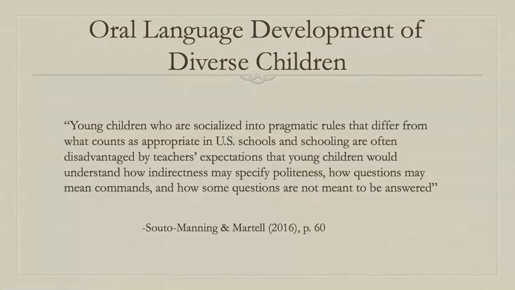Okay, so let's look at this quote. This quote comes from Soto Manning and Martel's book on page 60. They say, young children who are socialized into pragmatic rules that differ from what counts as appropriate in the U.S. or in U.S. schools and schooling are often disadvantaged by teachers' expectations that young children would understand how indirectness may specify politeness, how questions may mean commands, and how some questions are not meant to be answered.